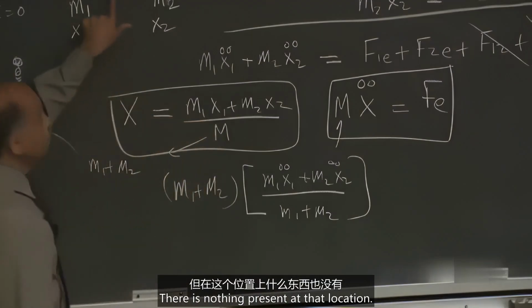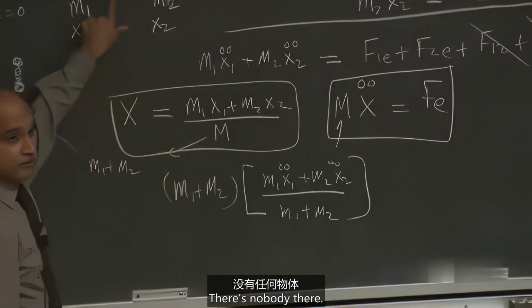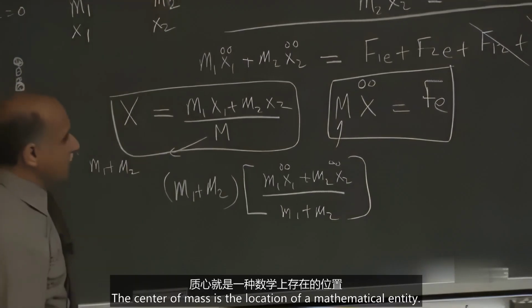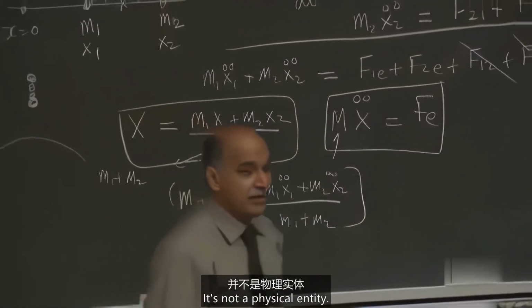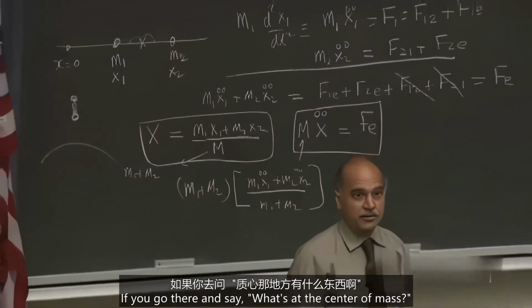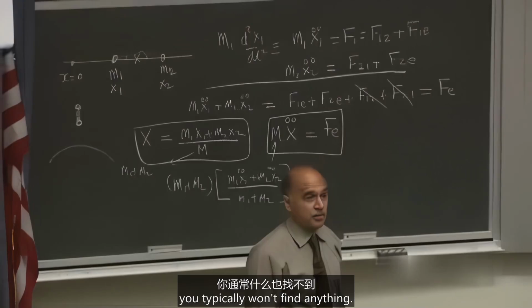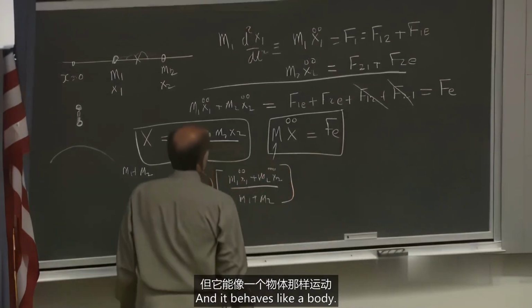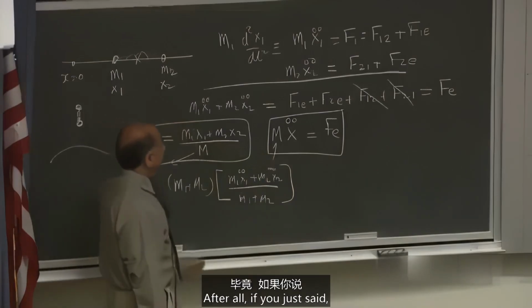There is nothing present at that location. There's nobody there. All the stuff is either here or there. The center of mass is the location of a mathematical entity. It's not a physical entity. If you go there and say what's at the center of mass, you typically won't find anything. And it behaves like a body.